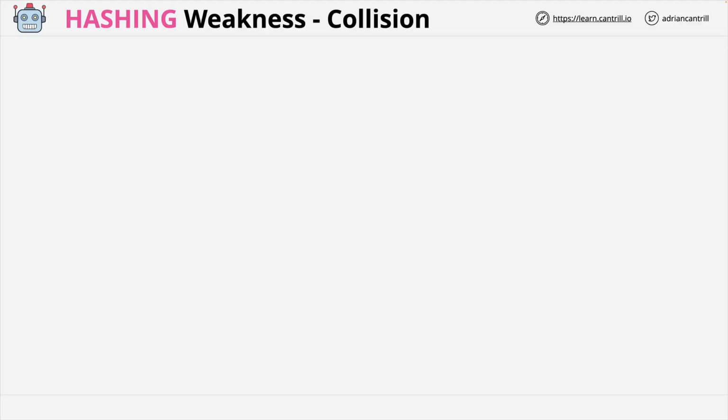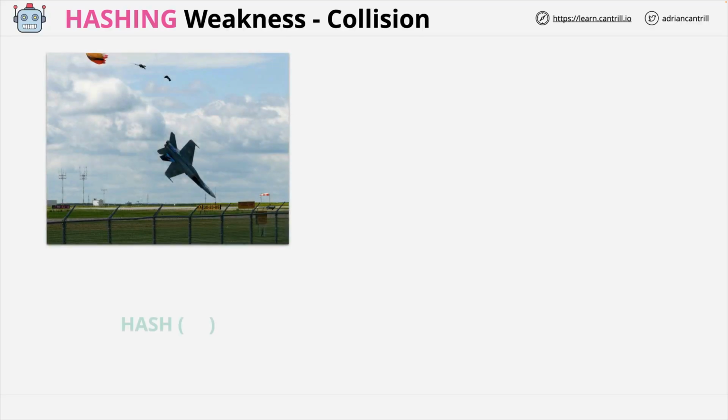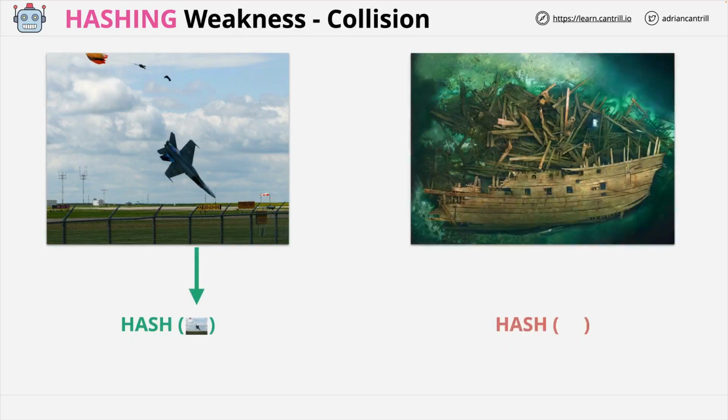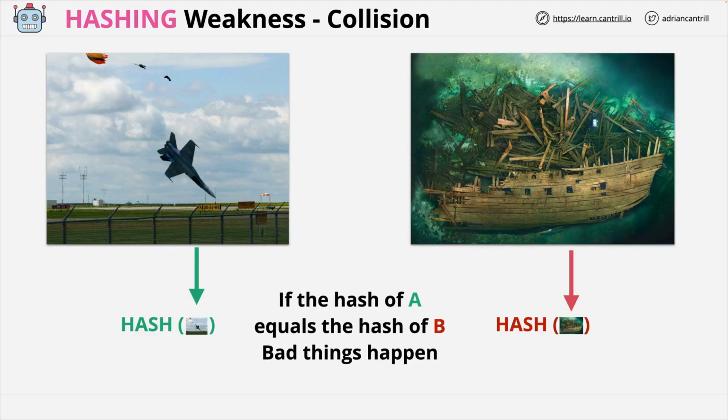An example of a collision is that if we take this image of a plane, and we hash this image, and then we take another image, say this image of a shipwreck, and we also hash this image, we should have two different hash values. If we do, awesome. If not, if the hash of A on the left equals the hash of B on the right, then bad things happen because we can no longer trust the hash function, i.e. the hash algorithm. And this is one of the reasons that MD5 as a hashing algorithm is less trusted, because collisions can happen. We can actually show how they can be created, how data can be manipulated to cause collisions.